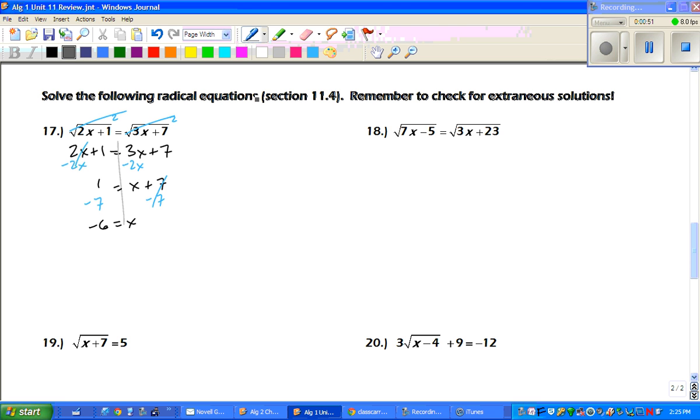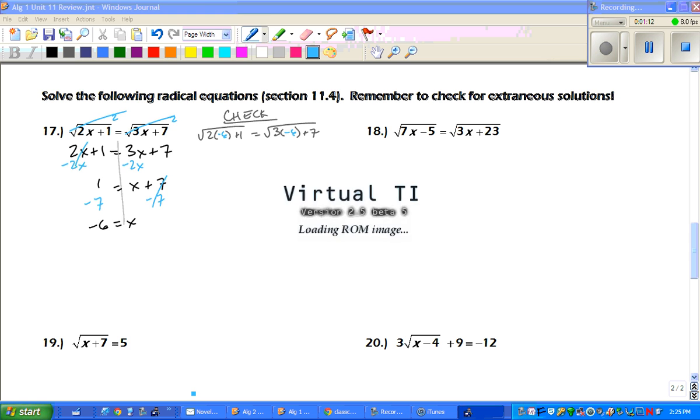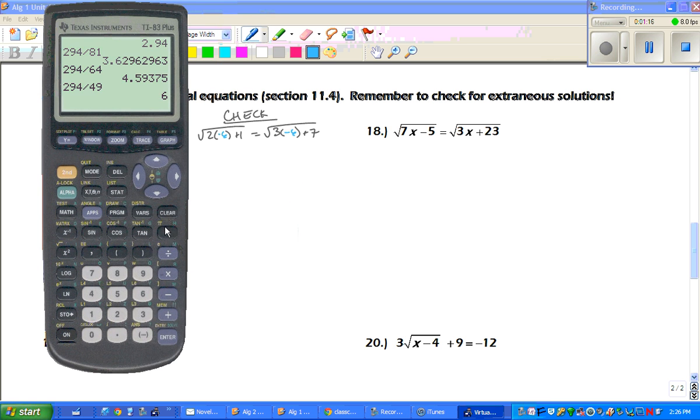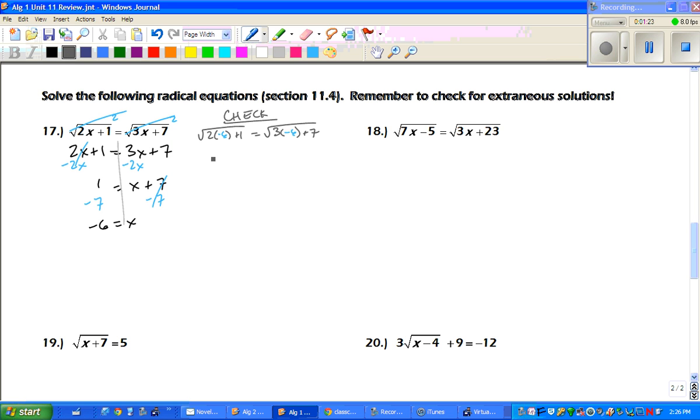Now, I cannot just circle this and say, hey guys, this is my answer, because I have to check it in the original problem. Okay, and we plug in negative 6. What I would recommend is typing everything underneath into your calculator as you see it. Some of you can do it in your head. 2 times negative 6 plus 1, so we get negative 11.